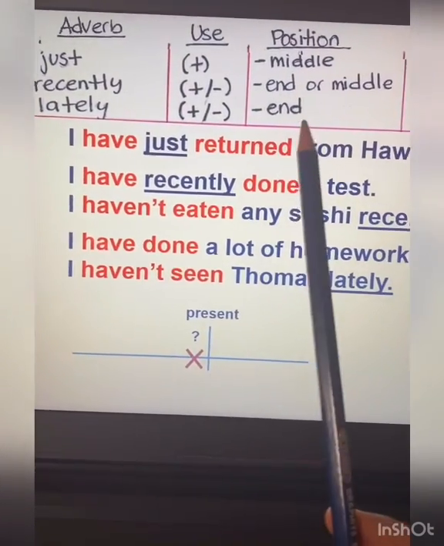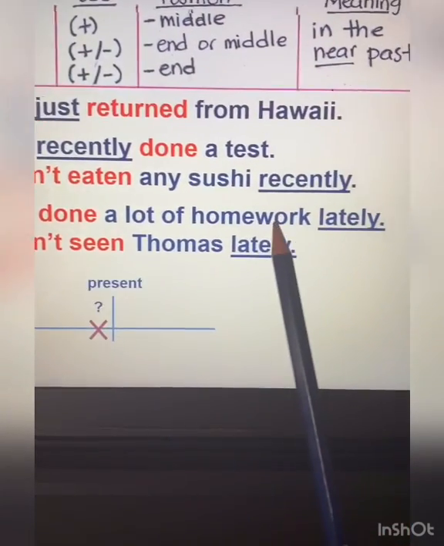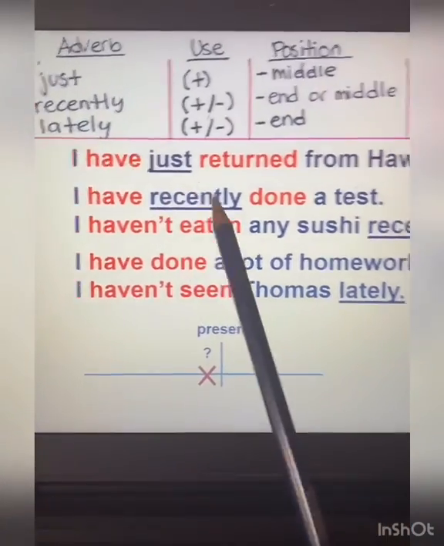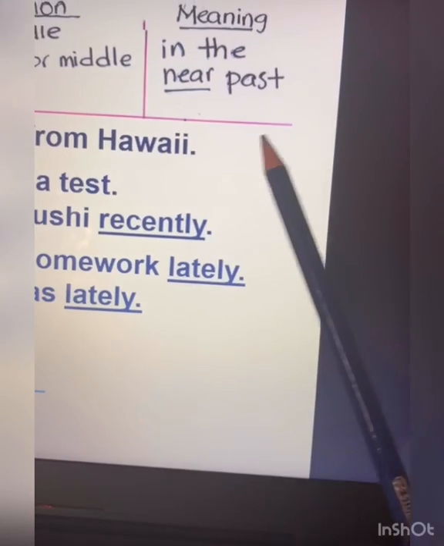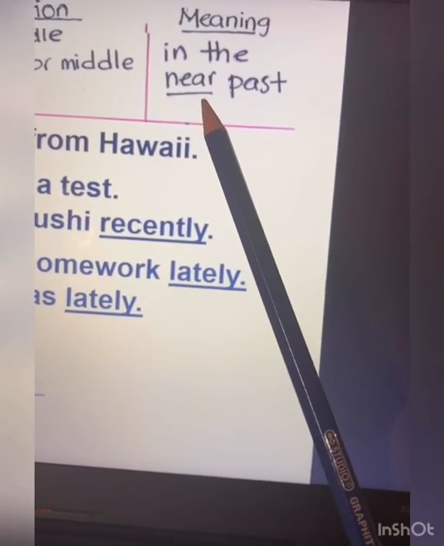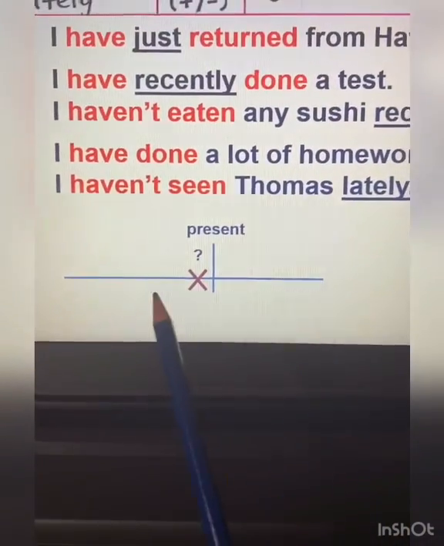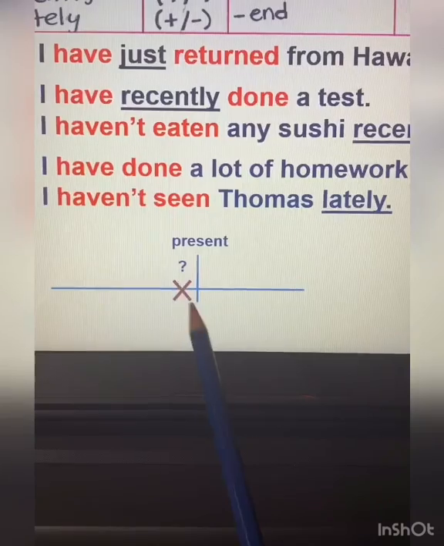And lately can only go at the end of the sentence. I have done a lot of homework lately. Okay. Now these 3 have the same meaning. The meaning is that these actions happened in the near past, so very close to the present. Here's the example, okay? Not here, but very close to the present.